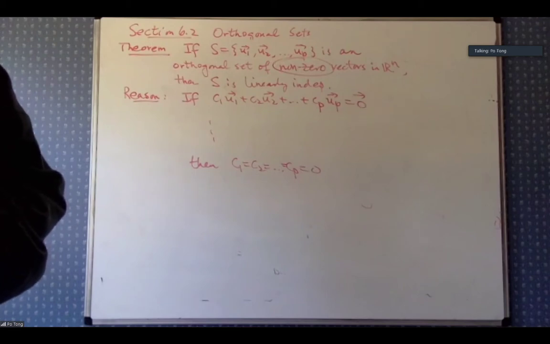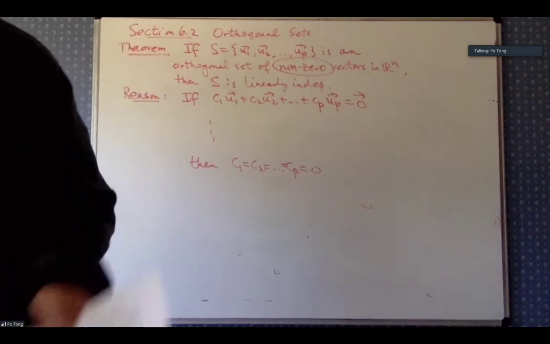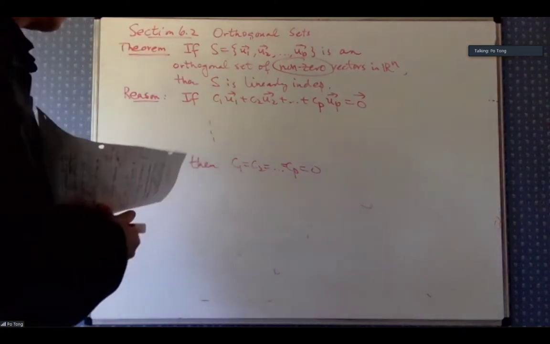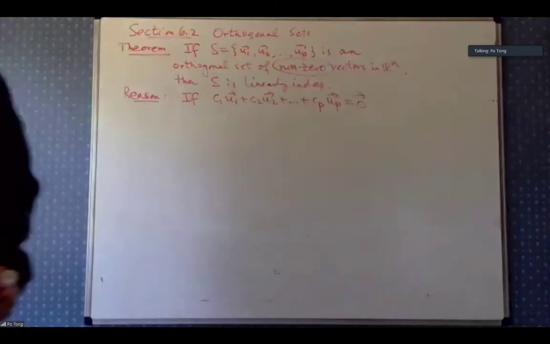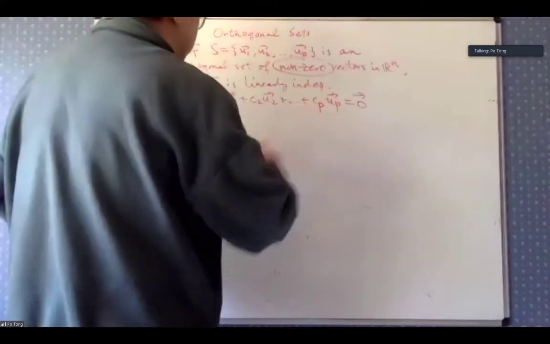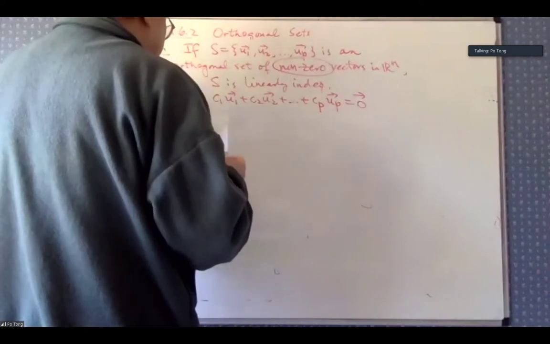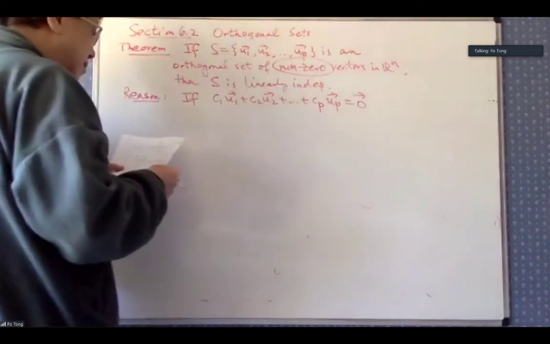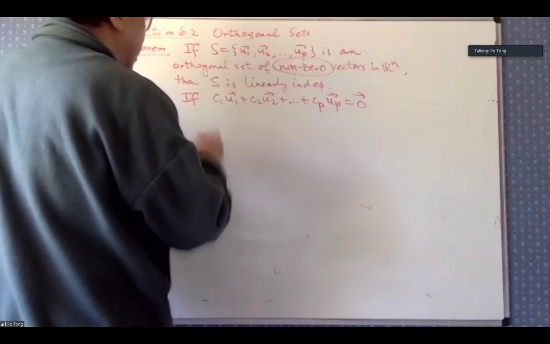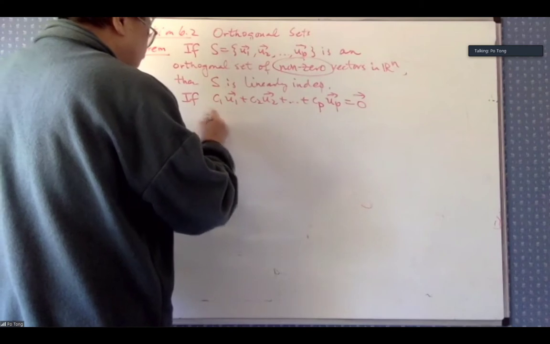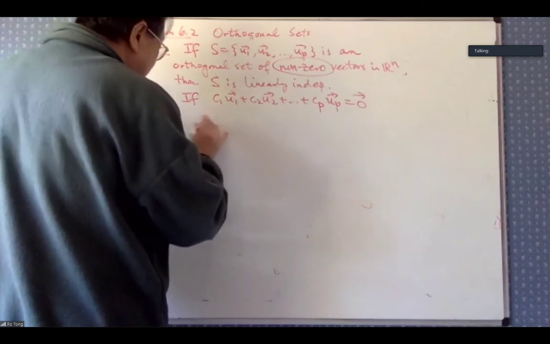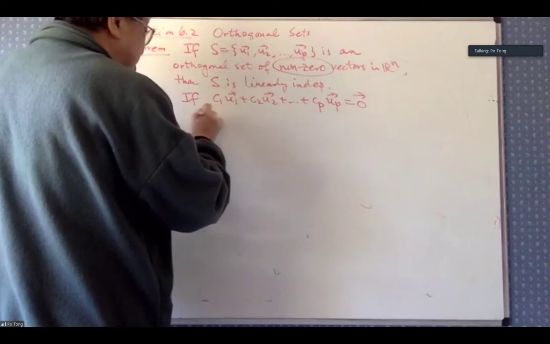Are other people also getting lost or not? Okay, I'll just keep going then, since as I said, we are running out of time. So I'm going to just keep on doing this and show that all these coefficients are zero. How do I show that? I'm going to take one of these vectors, ui.